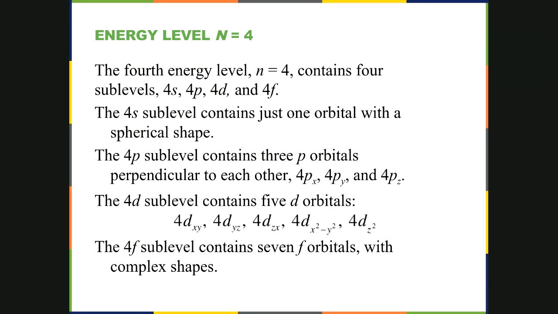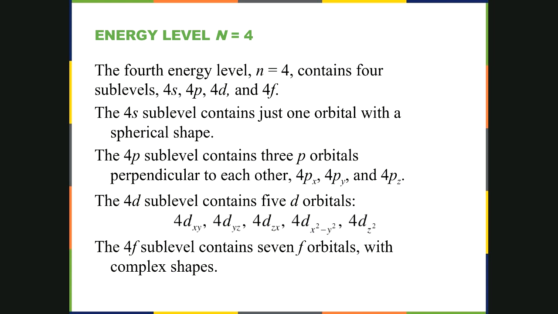Now we jump up to the next level. F orbitals start in the n equals 4 level. So we have 4 sublevels or 4 shapes: the 4s, 4p, 4d, and 4f. Again, the 4s only has one s orbital, and the 4p sublevel contains 3 different p orbitals along 3 different axes.